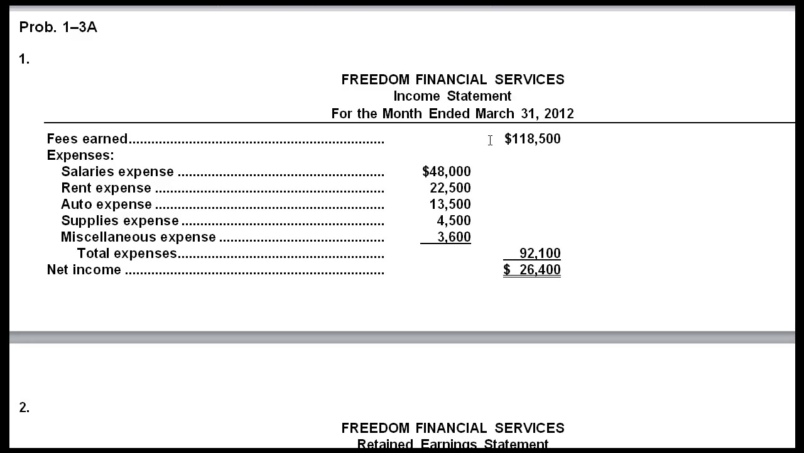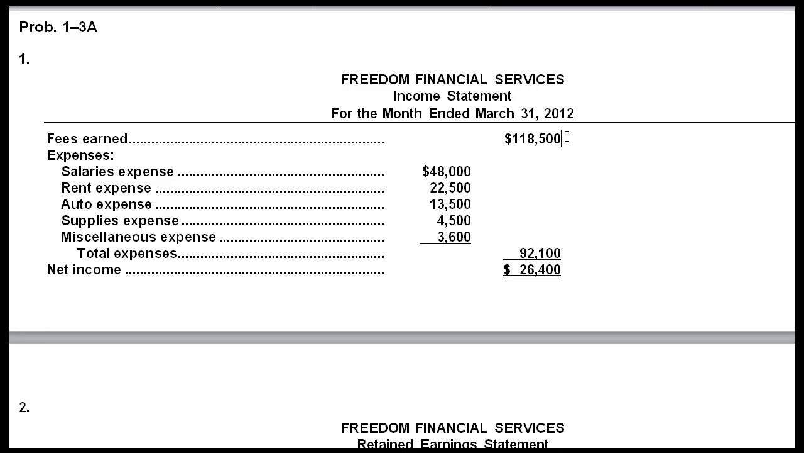So we can tell from looking at the information that was provided that we earned $118,500 worth of fees. So that's fee income that we charged people. So that's how much we earned. Our salary expense was $48,000. Our rent expense was $22,500. Auto expense $13,500. Supplies was $4,500, and miscellaneous expense was $3,600. Total of those expenses is $92,100.